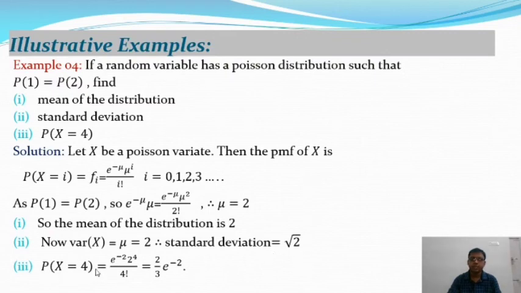And probability of x equal to 4: if we put i equal to 4, we get e to the power minus mu into mu to the power 4 by 4 factorial. That means e to the power minus 2 into 2 to the power 4 by 4 factorial, and from this we get 2 by 3 into e to the power minus 2. So this is the probability at x equal to 4.